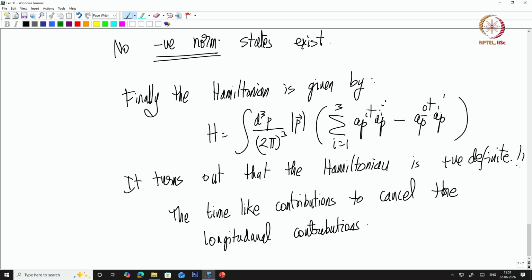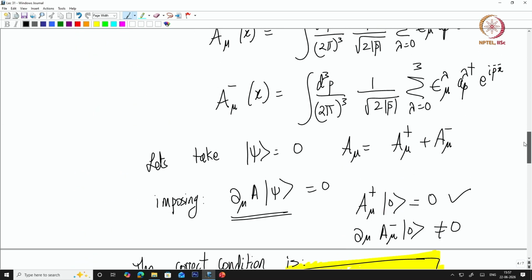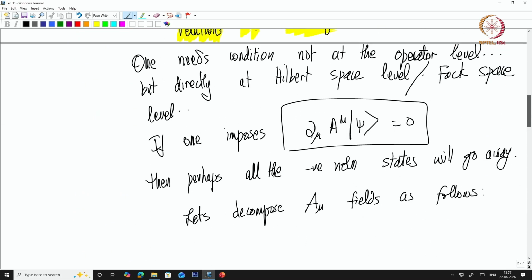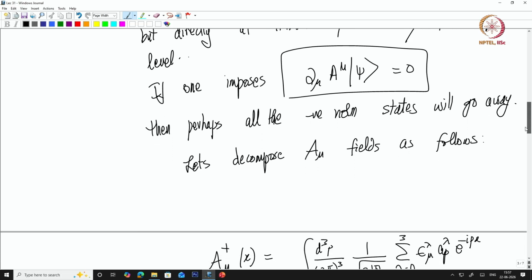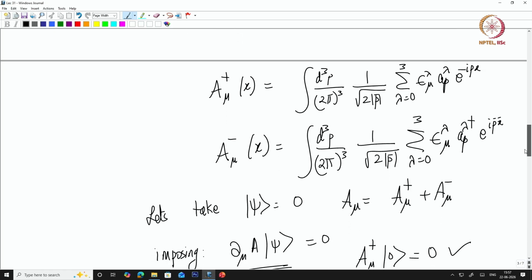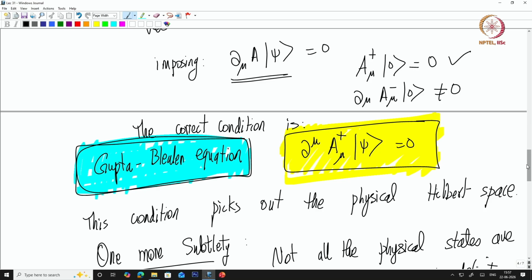So, good, it looks like finally we have quantized the electromagnetic field and built its Fock space. On the Fock space we impose the main condition, the Gupta-Bleuler condition, that the derivative of the annihilation operator on each state vanishes. This condition is imposed on the Fock space such that it removes all the negative norm states.